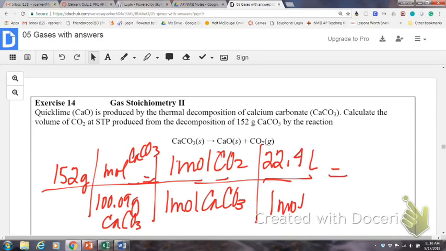I got 34.01. Maybe I did it wrong. 152 divided by 100.09, and then multiplied by 22.4. Well, I did something wrong because I didn't get that answer. Oh, I divided. Sorry, I even wrote it on the top, and then I put it in my calculator divided. I got 34.012. It's probably a typo in the notes. Daniel, I got that as well. It's probably a typo. Okay?